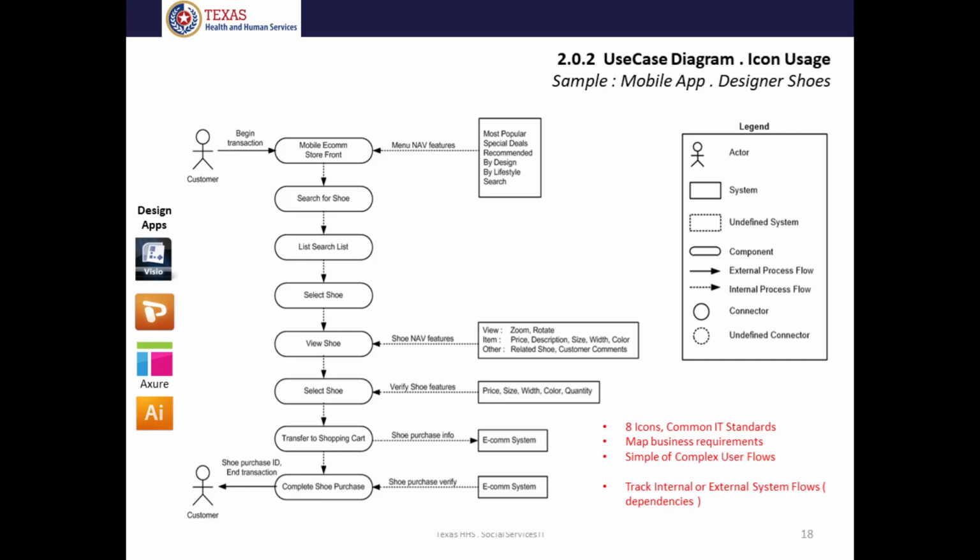Number 6, the shoe being viewed is then selected for more info on price, size, quantity. Number 7, select a shoe, then transfer to the shopping cart for purchase. And number 8, complete the e-commerce purchase, interact with the POS point of sale system, and the transaction is then completed.